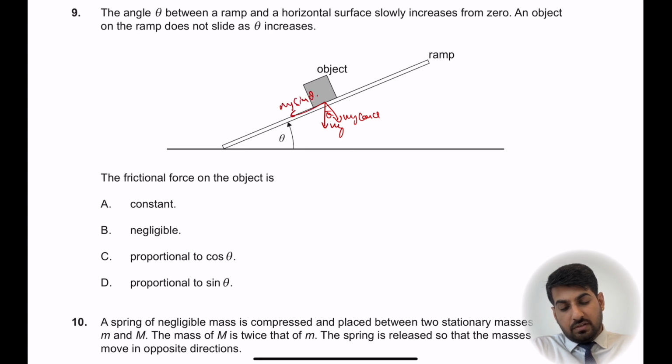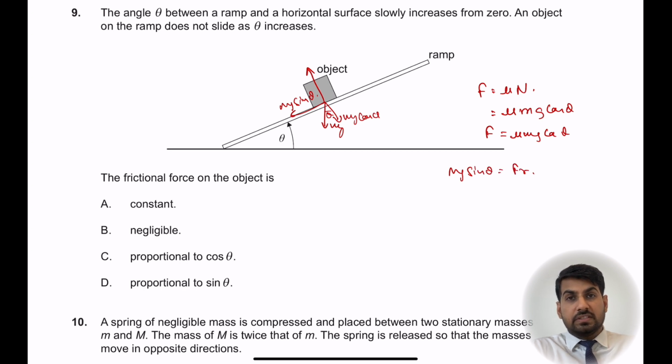So the friction force on the object. If I want to find it, friction is what? Nu into N. So nu is the coefficient of friction, N is the normal force, which will be mg cos theta. So friction is equal to nu mg cos theta. Okay. So we know that if it is not sliding, it means mg sin theta is equal to friction, because it is a self-adjusting force, auto adjustable.